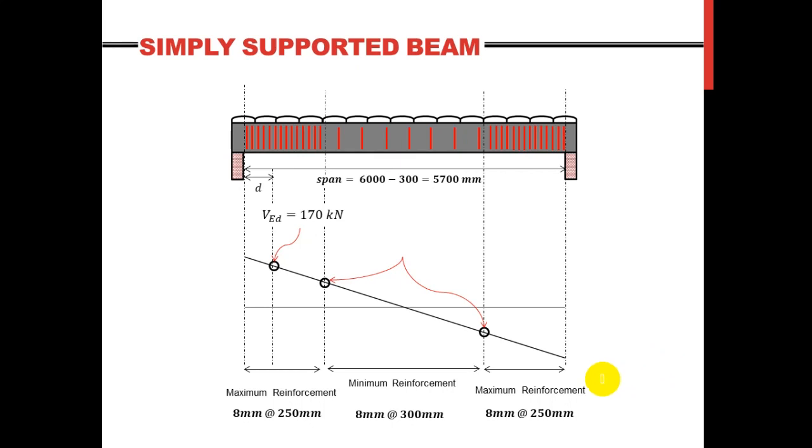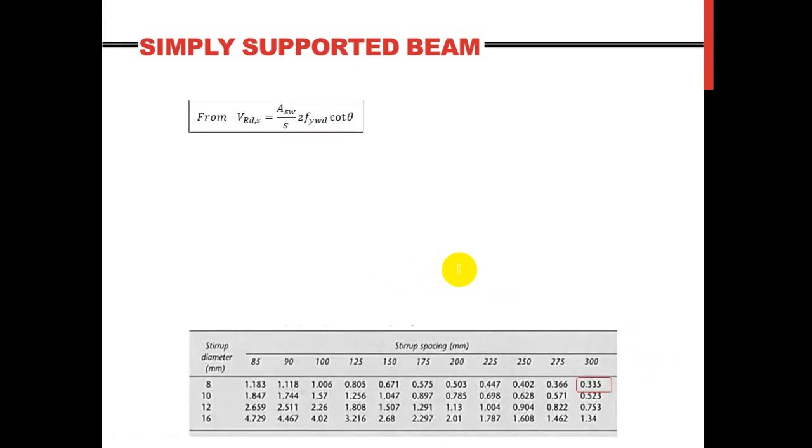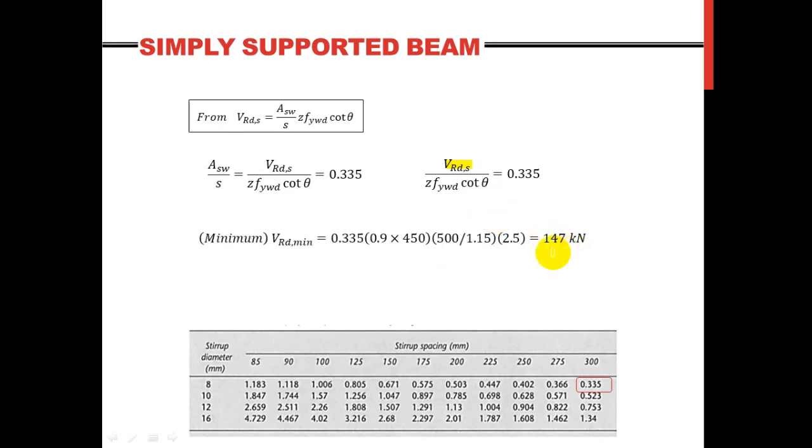Yet I don't know to what distance I should extend the stirrups of both values. This would be done if the VRD minimum is determined first. So let's work it out. Again, if I have my stirrups for the minimum required, then I can manipulate with it. If the minimum ratio is 0.335, then this is also logically corresponding to the minimum shear force, this one here. And so by rearranging the equation, the VRD minimum can be worked out to be 147 kilonewton.